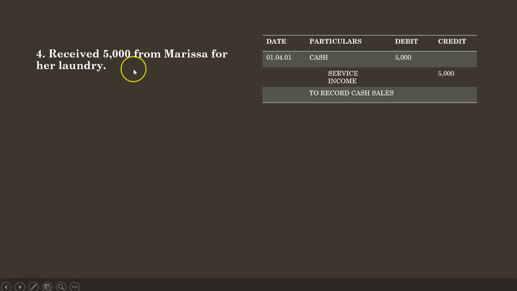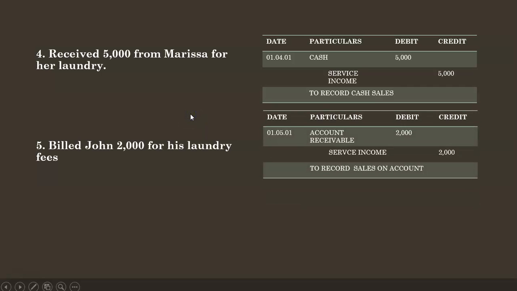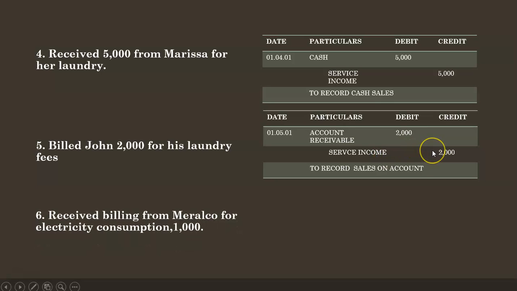Okay, so let us now proceed to transaction number 5. Billed John 2,000 for his laundry fees. Okay, meaning to say again, John has not yet paid for his laundry. So, Mr. John was billed. Okay, here is our journalizing for that transaction. January 5, the date, account receivable debit 2,000, service income 2,000, to record sales on account, of course, because the payment is not yet collected.